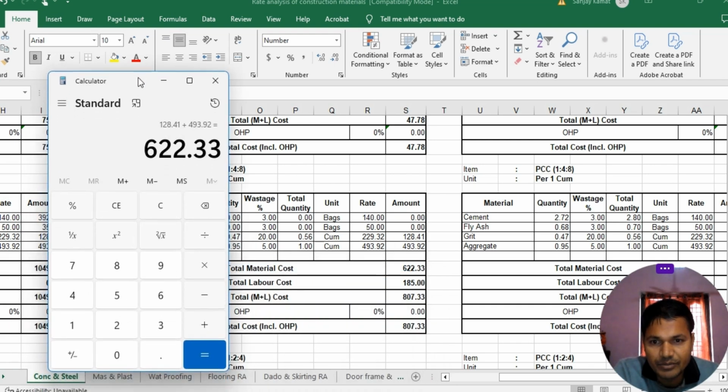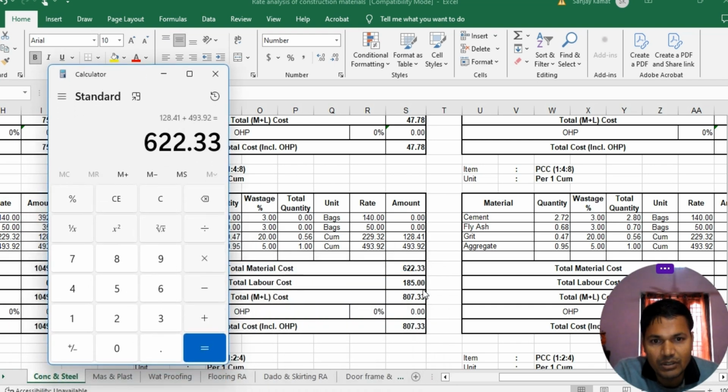So labor charges, the labor cost, is how much? 185 we have given to the labor. So we have the value. Add this 185 more, and how much is it? 807.33. Okay, so now this is absolutely correct.